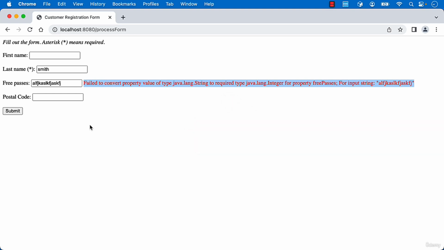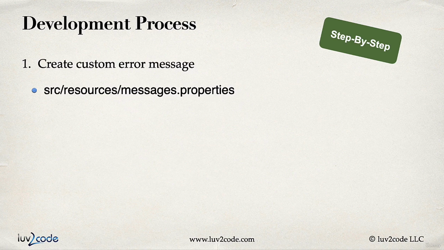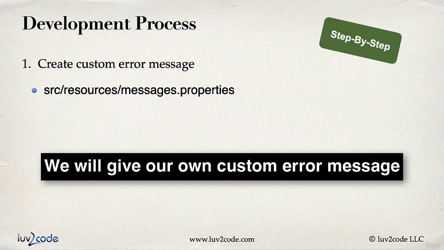Okay, but don't worry. We can actually work this out. We have a development process that we can use to resolve this issue. And here it is, step by step. So what we'll do is we'll first create a custom error message, so we won't see that big, long, ugly error message. We'll simply give them a simple message of, hey, invalid number. And then that information will be displayed and used on our screen during Spring validation.